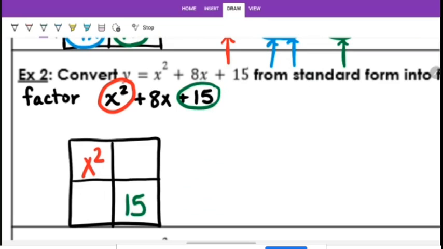We can't really put the 8x in yet because we don't know how this is going to be split up. So let's just go through the logic and figure out what we can with what we know so far. In order to get an x squared in that top left box, we would have to have an x here and an x here. One on the top and one on the left. That's really the only way to get x squared, x times x.